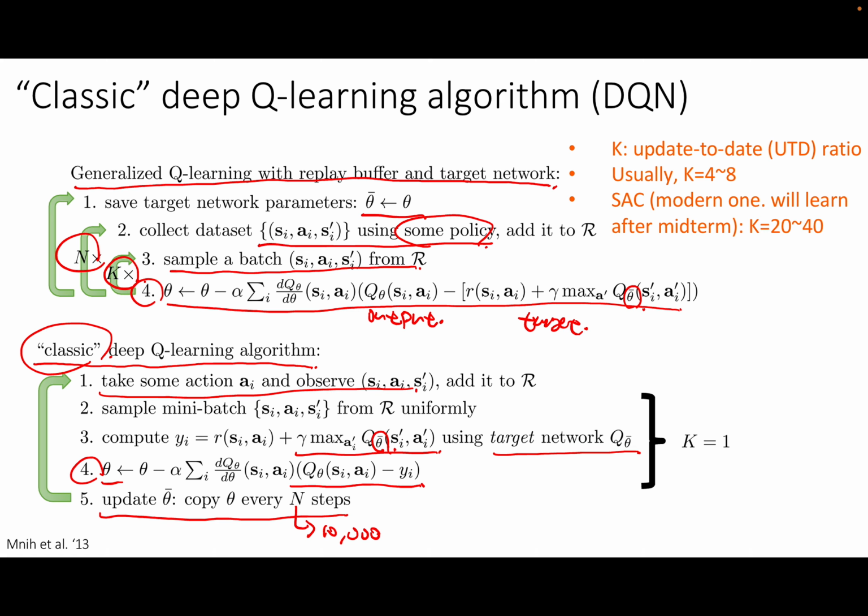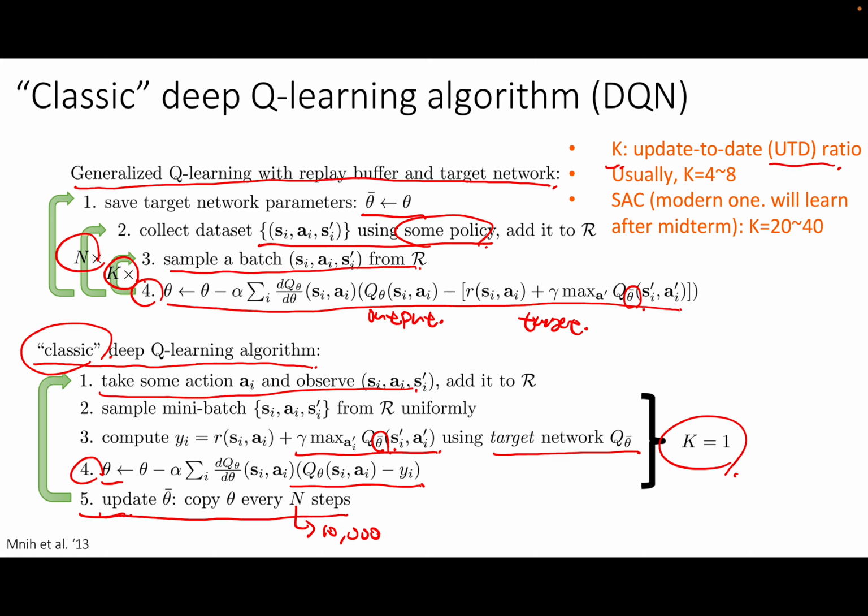So n is actually the same. In the fifth step of the classic one, we also update theta bar every n steps. So n is the same, but the difference is k. We'd like to update our theta with a sample batch from the replay buffer, and we can perform the update only once, right? We can update once or several times. That is denoted by k, and it's called the update-to-data, UTD ratio.